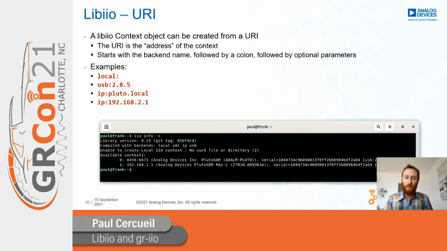Since there are different backends, the context can be identified with the URI. A URI is basically just the address of the I/O context. For instance, you would have usb:2.8.5, which identifies the I/O context at the USB address 2.8.5, or you have ip: followed by an IP address, like 192.168.2.1. These are examples of URIs that are used with LibIIO.